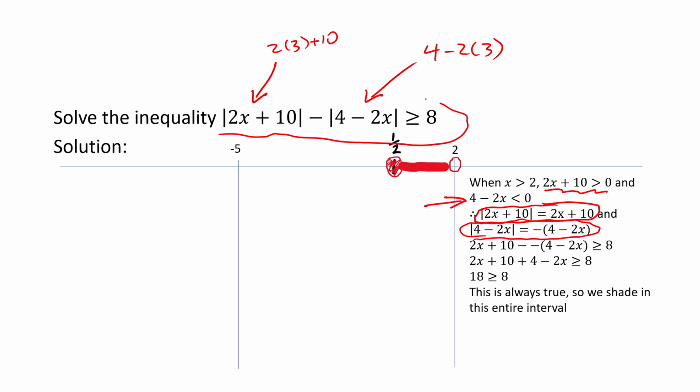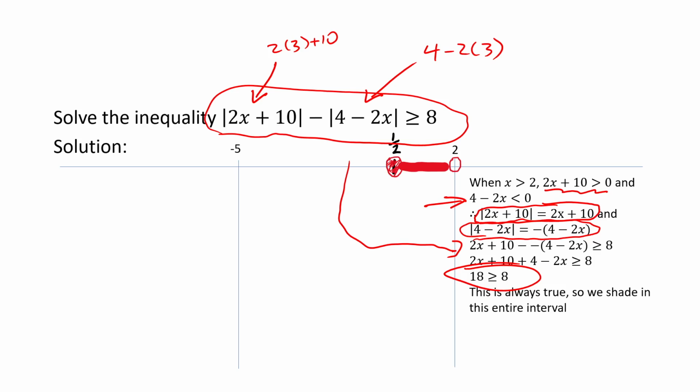So now instead of solving this, I'm going to solve this. And we go about doing it, and we get 18 is greater than or equal to 8. We literally get 2x plus 10 plus 4 minus 2x is greater than or equal to 8, which means 18 is greater than or equal to 8. What we've got here is a statement that is true no matter what value of x there is.